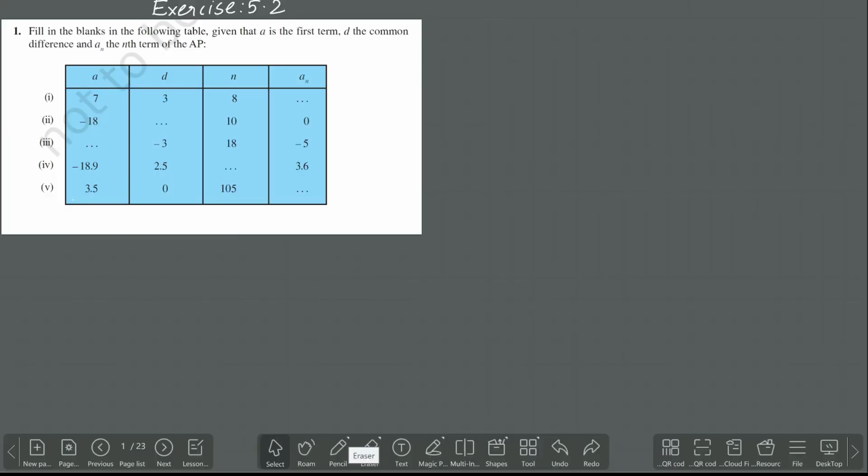Children, listen. Next exercise we are starting. That is exercise 5.2 in the fifth chapter. What is that? Arithmetic progression. Okay. Shall we start? Right.